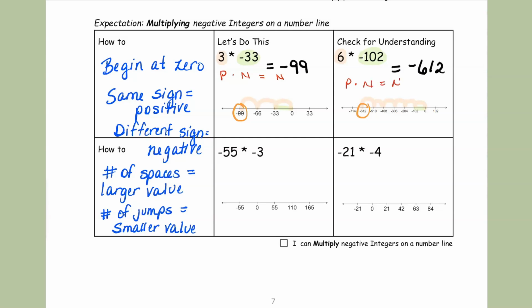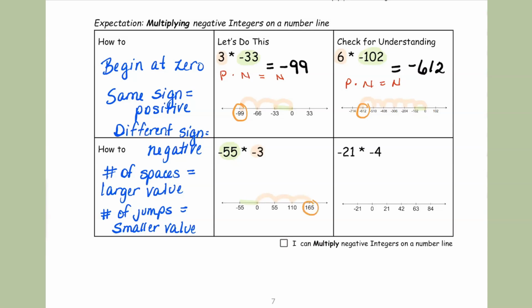I have negative 55 times negative 3. This time, I'm working with 2 negative numbers. So that means my answer is going to be positive. Okay? Now, I am jumping 55 spaces, and you see I've marked that in the negative direction. But because now I'm multiplying that by a negative 3, I need to switch directions and jump from 0, 55 spaces. Okay, so don't forget that it's always from 0.